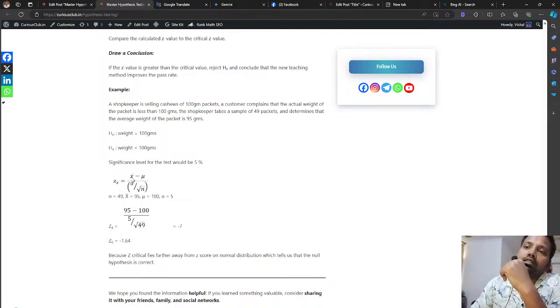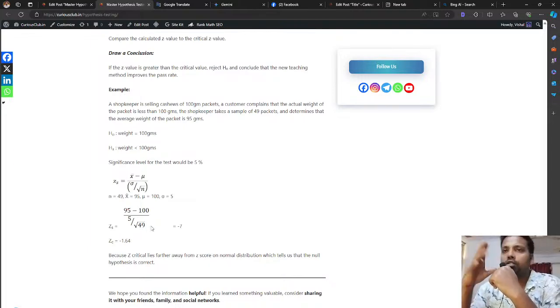95 is the sample mean, and 100 is the population mean. Population mean 100 grams. Sample mean 95 grams, divided by 5 grams of standard deviation. Right? 5 grams of standard deviation divided by root of 49, which is the number of samples.